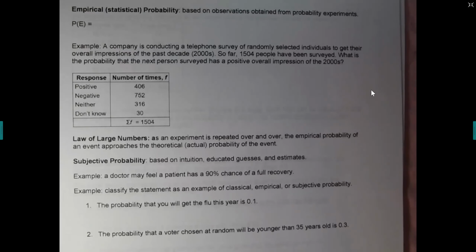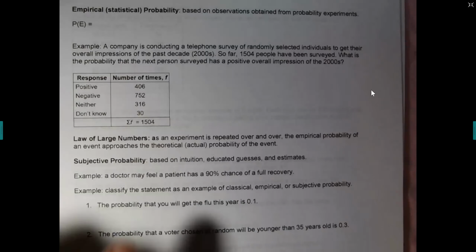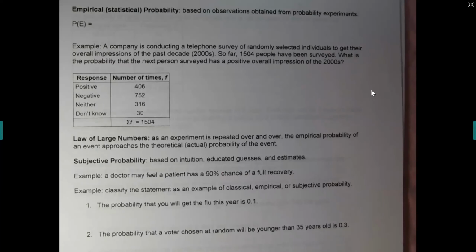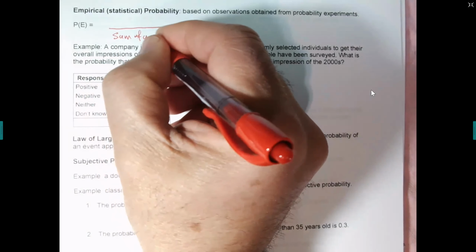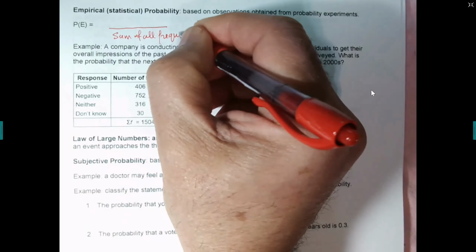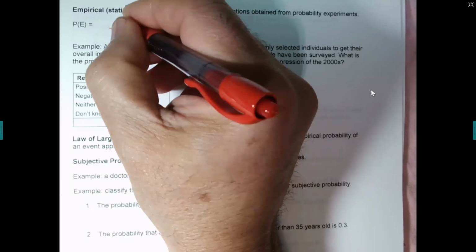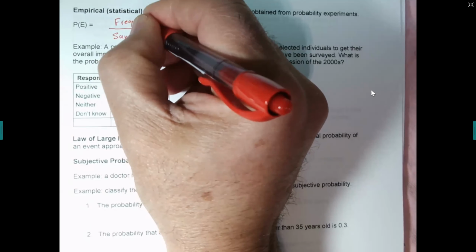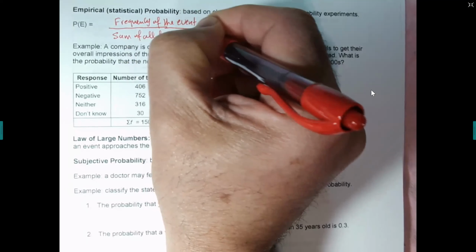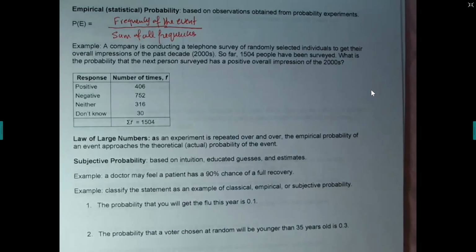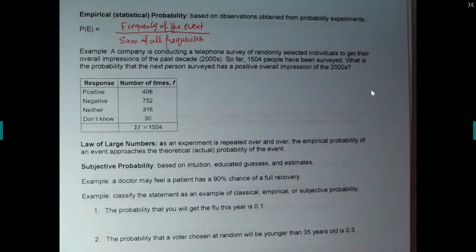Let's give you a definition of statistical probability. If you have a table like this, how would you find the probability? It's just the same as a relative frequency that you learned when we did frequency distribution table. So it's the frequency of the event over the sum of all frequencies. It's easier to explain using an example. This is another definition of probability. It's pretty much like the classical, but using tables.